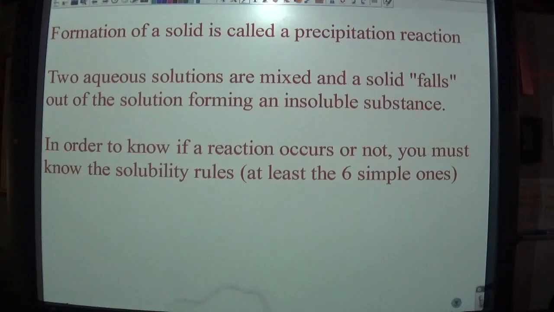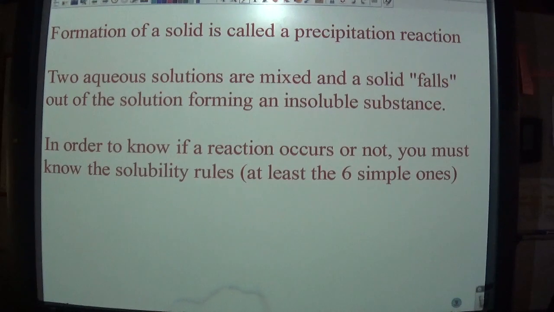Well, in this case, the 2 aqueous solutions are being mixed. Those 2 things combine in a double replacement reaction. They trade partners, and one of the things falls out of the solution as an insoluble substance. So hopefully you recognize this prefix "in" for "not." Something is insoluble means that it is not soluble. Soluble is a word that means that substance will dissolve in water.